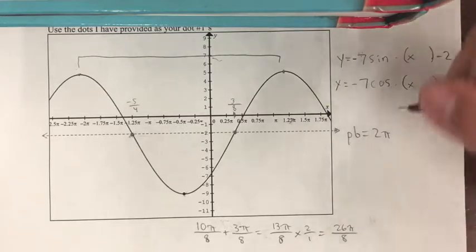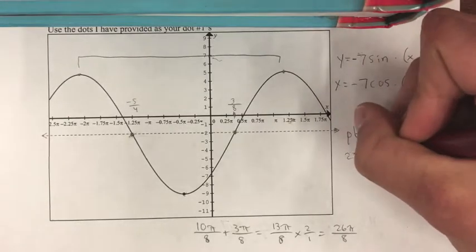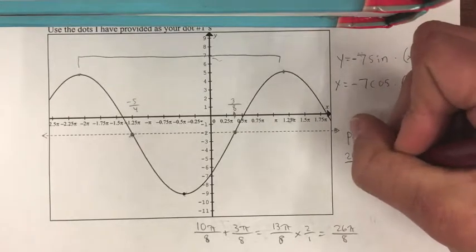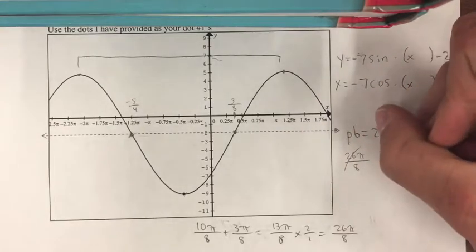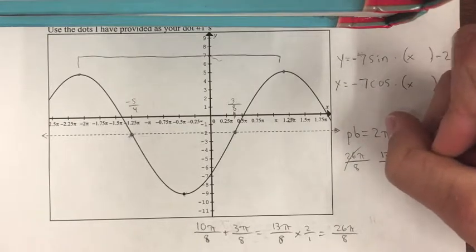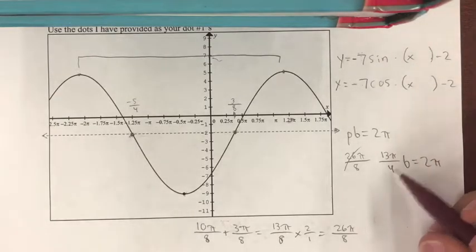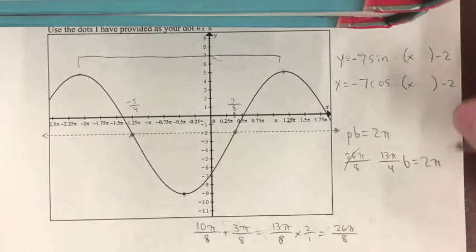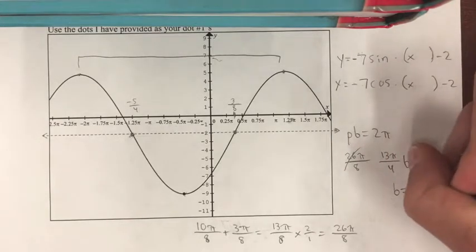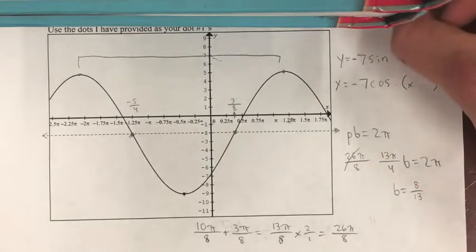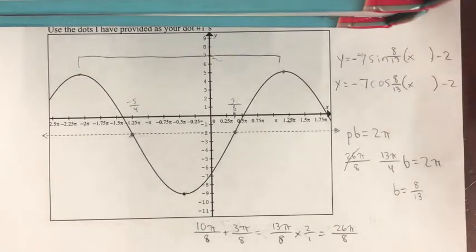So we take this number, and we're going to plug it into our PB equals 2 pi equation. So we have 26 pi over 8. We'll simplify that actually, and we'll go 13 pi over 4. B equals 2 pi. And then we're going to simplify, we're going to multiply by 4, we get 8 pi, and divide that by 13 pi. So we're going to get 8/13. B equals 8 out of 13. So now we found our b value. We can plug that in for each equation, 8 out of 13 and 8 out of 13.